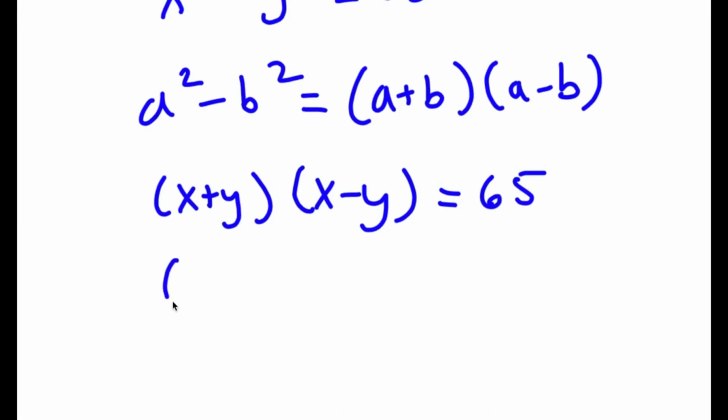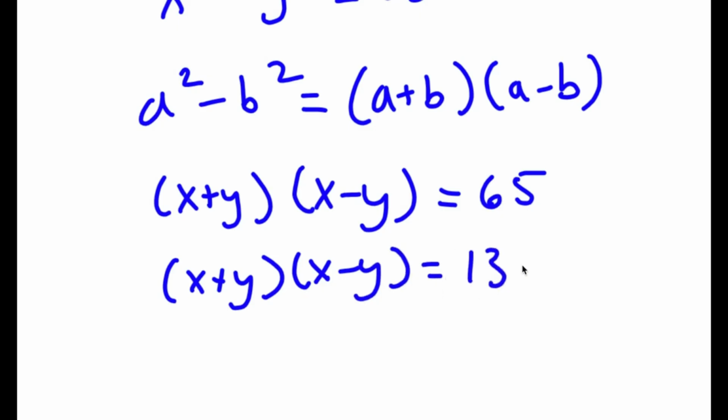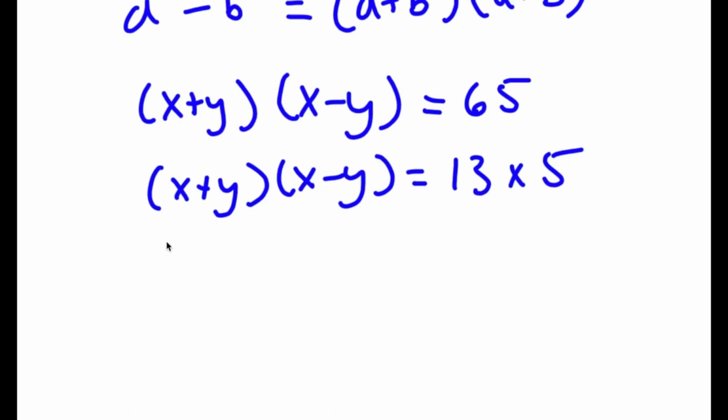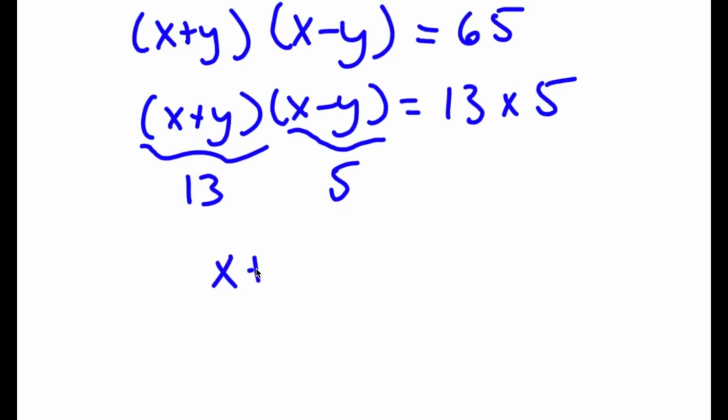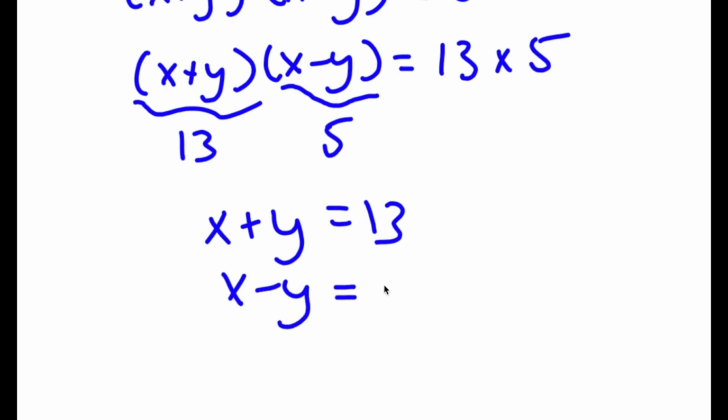Now 65 is equal to 13 times 5, right? So because we have x plus y times x minus y is equal to 13 times 5, we can think of x plus y as 13 and x minus y as 5. Meaning we could say that x plus y is equal to 13, and we can also say that x minus y is equal to 5.